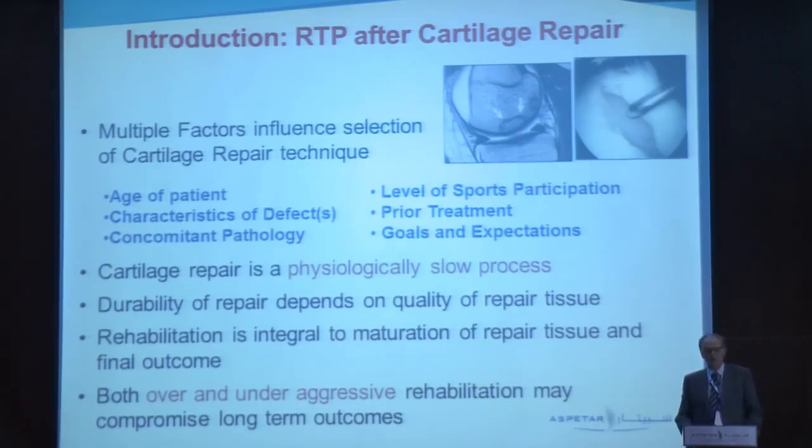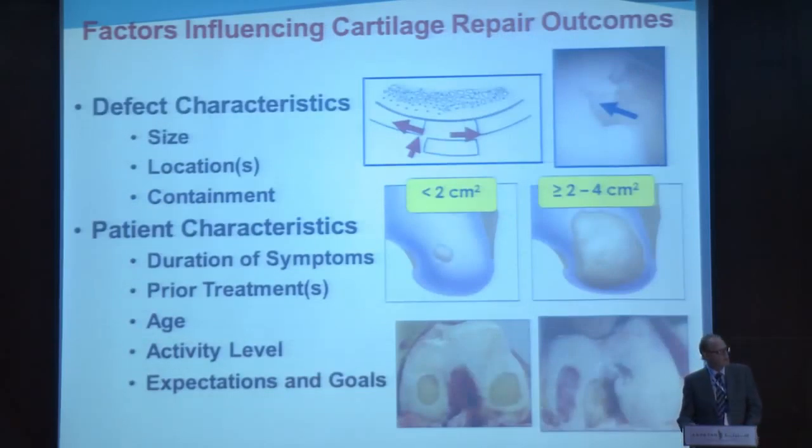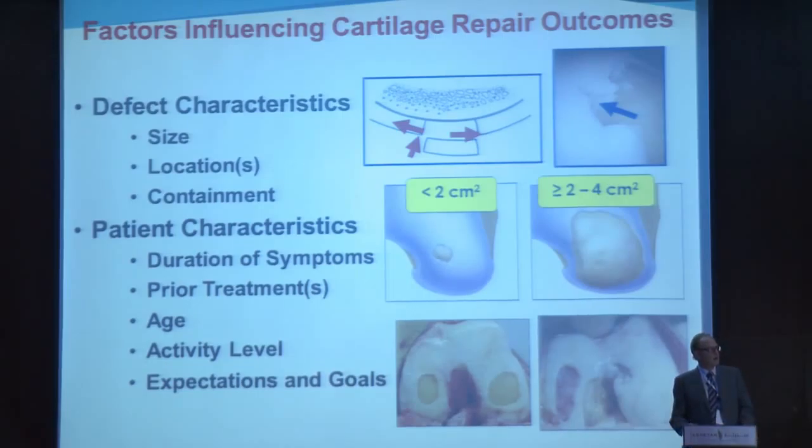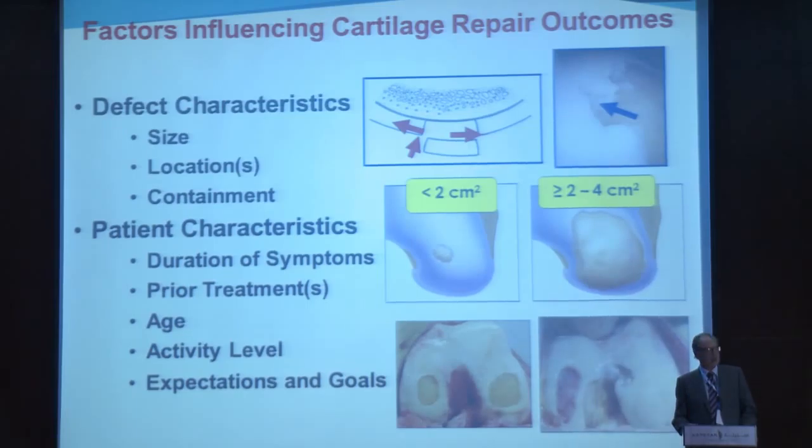Rehabilitation is integral to the maturation of repair tissue and final outcome, and both over and under aggressive rehabilitation can compromise long-term results. Too much or too little can be just as bad. If we look at the characteristics of cartilage defects, we really break them down into several different factors based on size, location, concomitant pathology, whether it be malalignment or whatever. But the problem with cartilage defects is they can progress in size based on edge wear, as you see in the top there in the red and blue arrows, that then allow the lesion to expand.